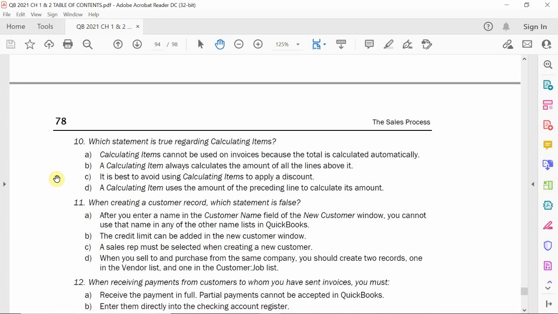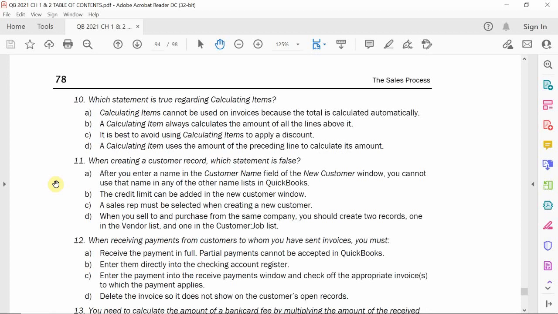D. D is the correct answer. Yes, it only calculates the item preceding that item. So again, if you want to do all of it, you have to create a subtotal line, and then you'd be able to apply the discount item line. Okay.